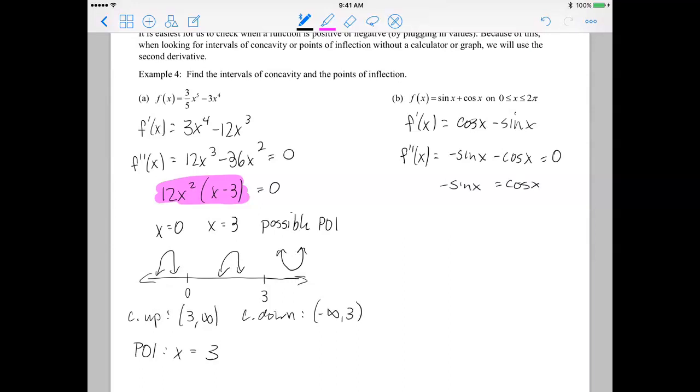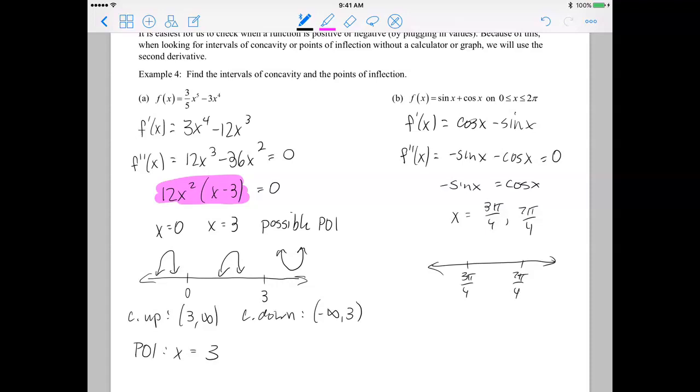This is a problem that you should have solved in the first assignment over the unit circle. And so if you'll recall, you should have gotten x is equal to 3 pi over 4 and also 7 pi over 4. Okay, so if we put those on a number line, we can test concavity in these intervals. So 7 pi over 4 will go there, 3 pi over 4 on the left.